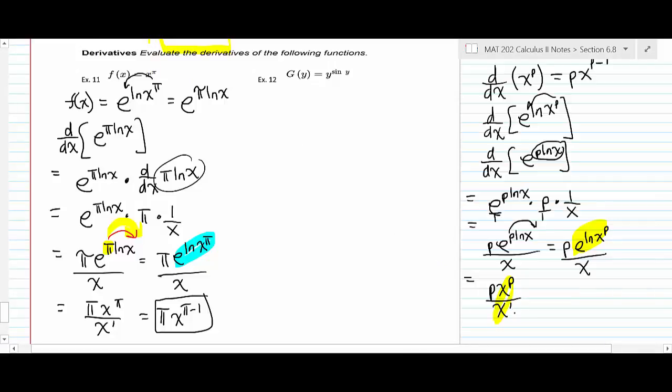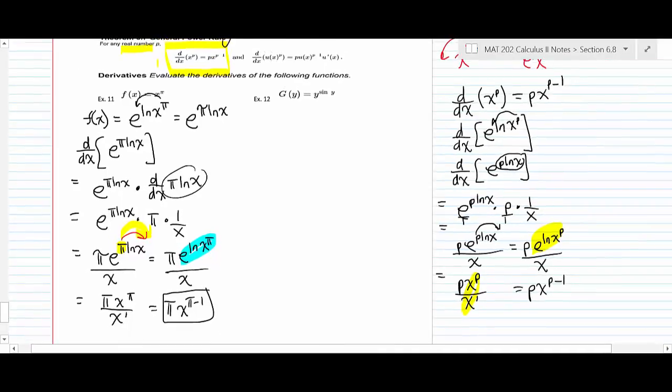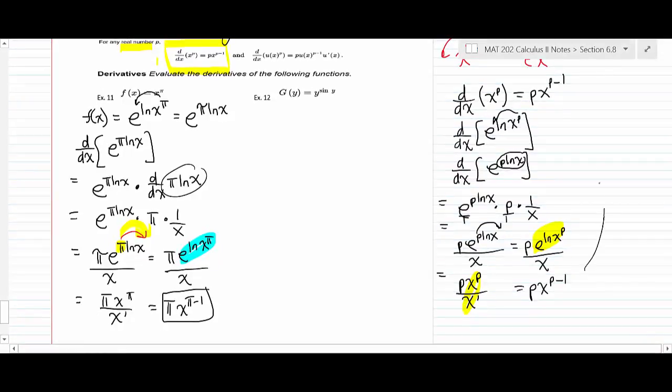You subtract the exponents, right? There's a property of exponents that says you subtract when you have a fraction. So the result is p x to the p minus 1. That's what I was trying to prove. Notice I got what I was trying to prove.